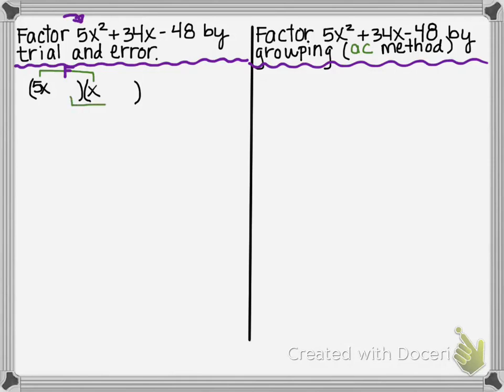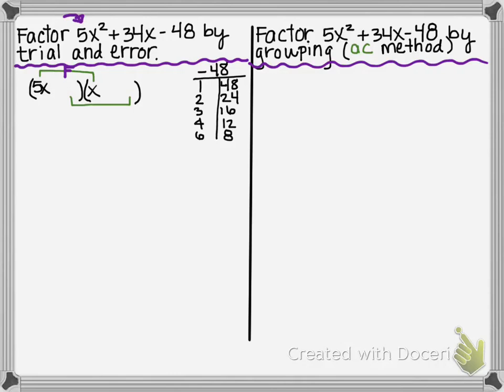The last step is to multiply these last two terms, and these are going to be our constants. These have to multiply to negative 48. So we need a list of factors of negative 48. I know one has to be positive and one has to be negative, but for now I'm just going to write down the numbers and we'll worry about the signs later. Alright, so those are all my factors of 48.